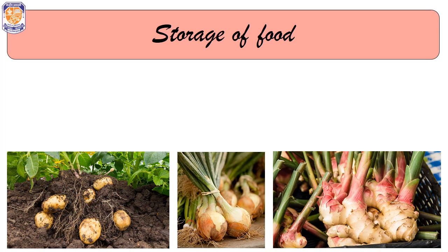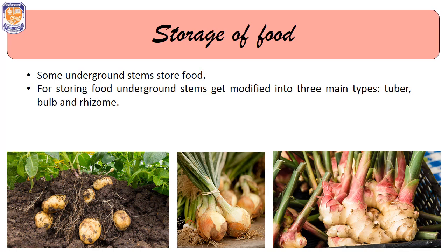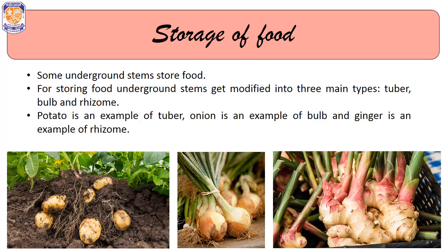So starting with the stem modification for storage of food. We have some underground stems that store food in them. For storing food, underground stems get modified into three main types, and these three types are known as tuber, bulb and rhizome. These are the names given to those underground stems which are meant for storing food. Potato is an example of tuber, onion is an example of bulb, and ginger is an example of rhizome.